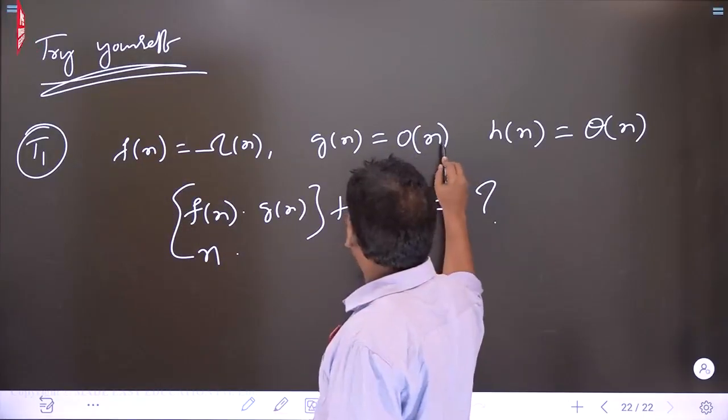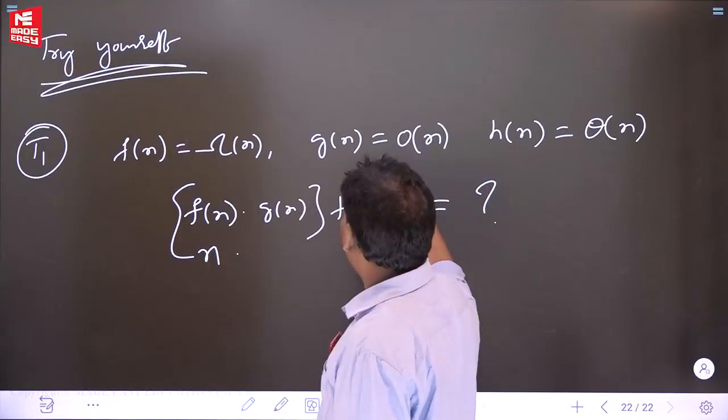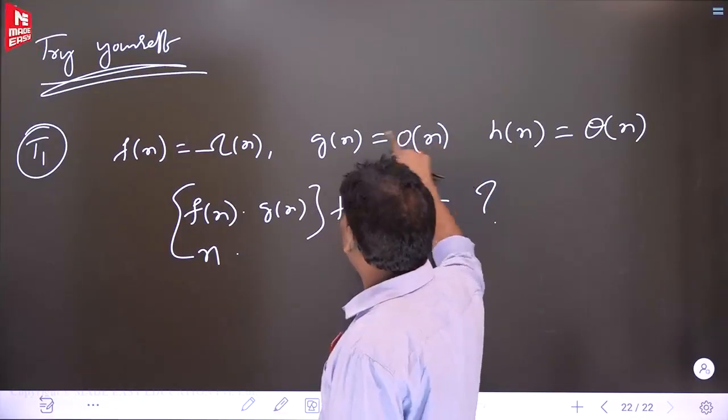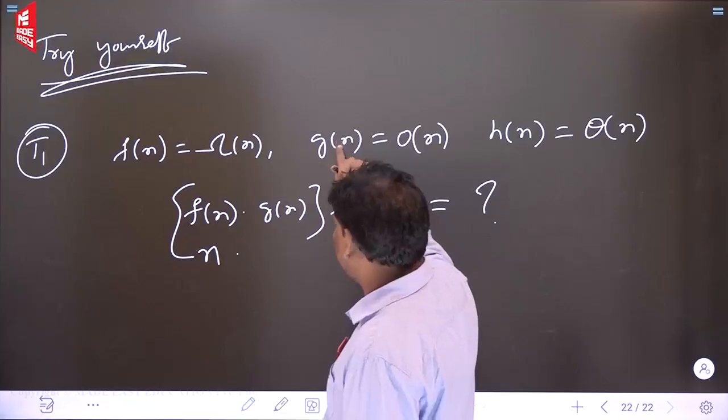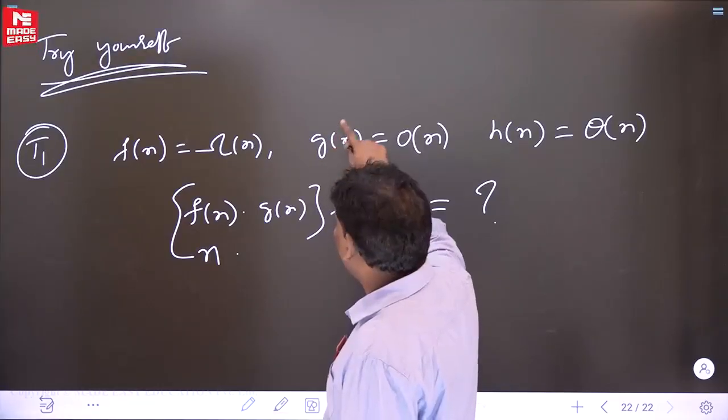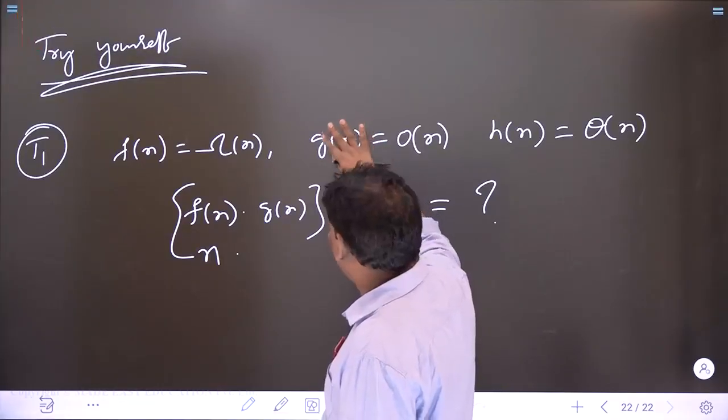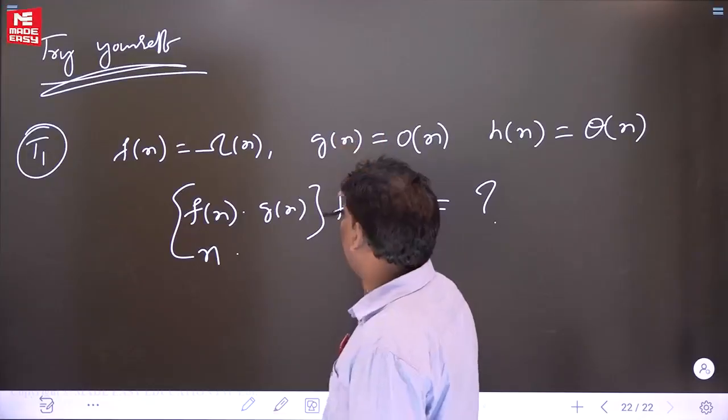G of n is big O of n. What is the meaning? G of n is big O of n means n is bigger compared with g of n. These are the possibilities here: 1, 2, 3. Maybe constant, maybe log n. Maximum is n. Let me write the minimum. Minimum 1.